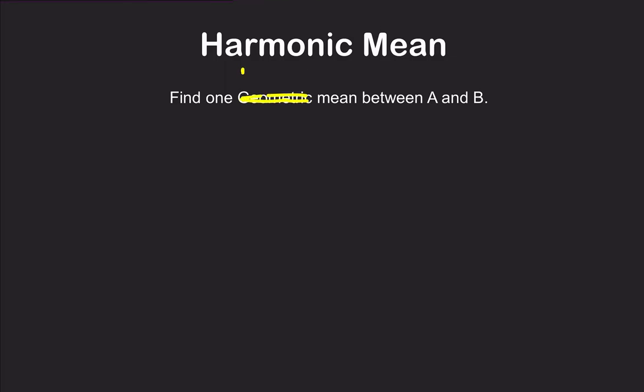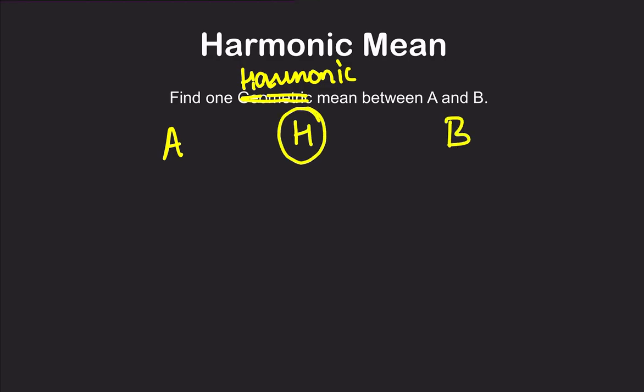You have to find one harmonic mean between a and b. So how will you do it? If a and b are given to you, you have to place a harmonic mean between them such that this becomes a harmonic progression series. If this is a harmonic progression series, you will take 1 by a, 1 by h and 1 by b.